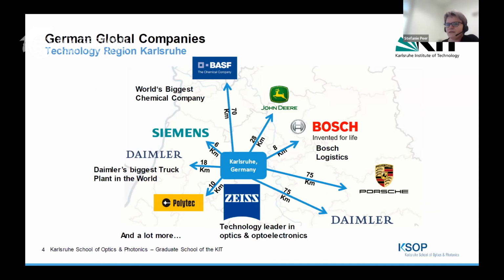Daimler is a big distance of 75 kilometers, same as Porsche. They are both in Stuttgart. BASF is close by, and Daimler's biggest truck plant in the world, in Wörth, is less than 20 kilometers away. You can actually easily commute from Karlsruhe to many of these places.